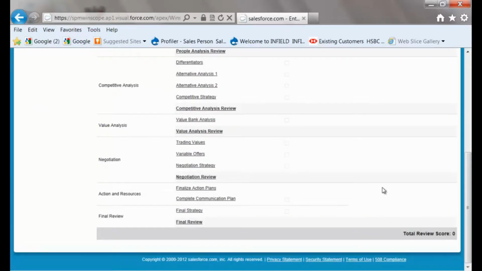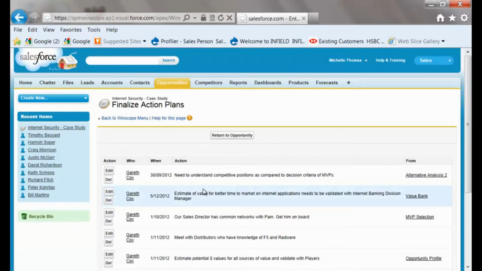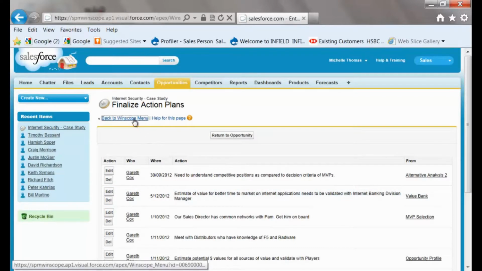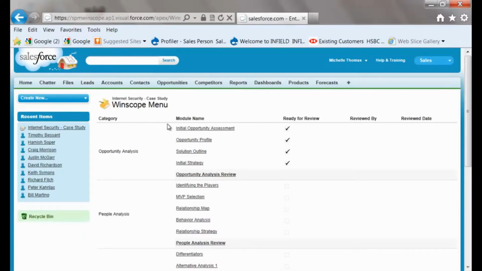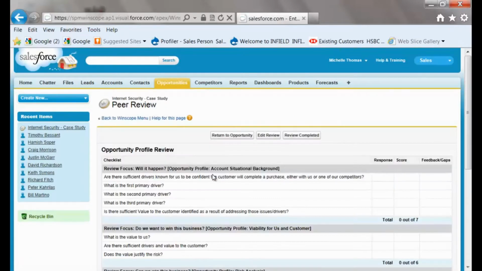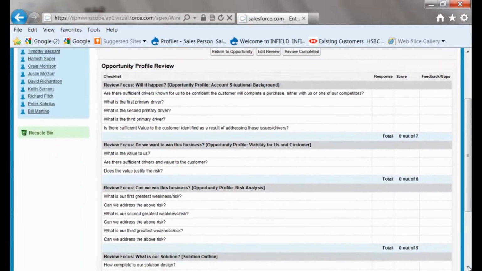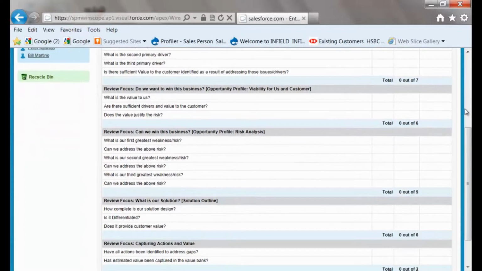Tasks that are captured throughout the planning process are collected in an action plan. All modules can be reviewed by managers or a peer group at any stage. The opportunity owner needs only to mark it ready for the review process, as you can see here. Reviewers can be automatically notified to review modules like this. Structured review questions for the review are available in each module here.